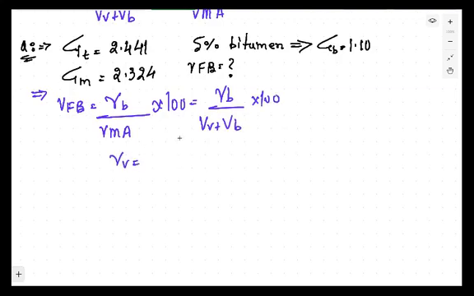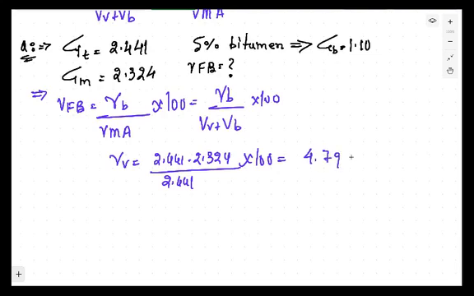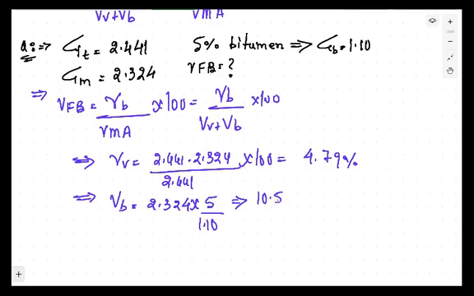First let's calculate the volume filled with air. This is voids filled with air: 2.441 minus 2.324 divided by 2.441 into 100. You'll get the voids filled with air as 4.79%. This is the percentage of voids. Now let's calculate VB. We know that VB is equal to GM, which is given as 2.324, into the percentage of bitumen, which is 5, divided by the specific gravity of bitumen, 1.10. This value comes to be 10.56%.